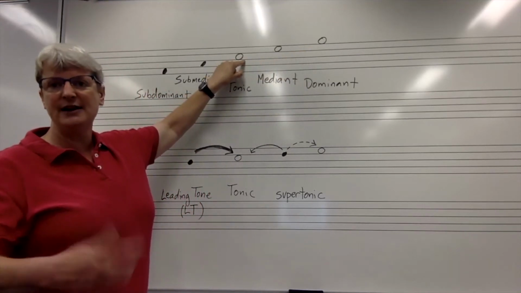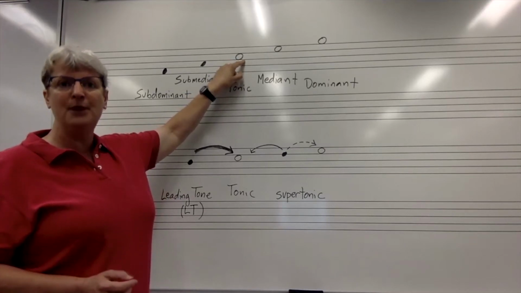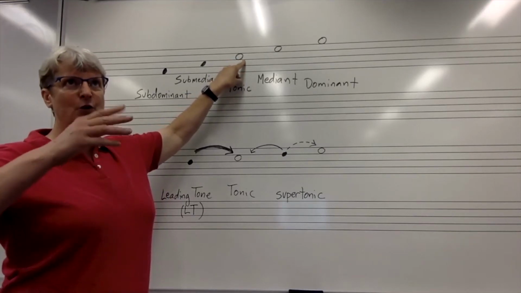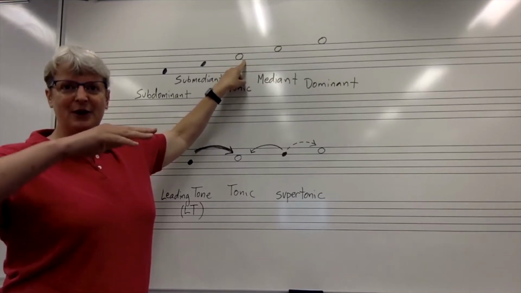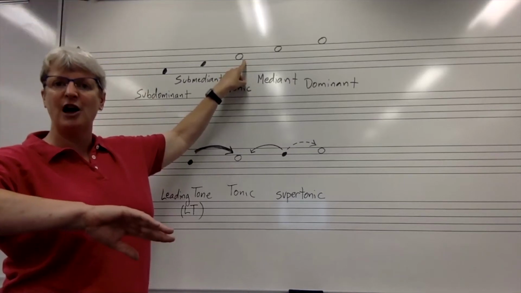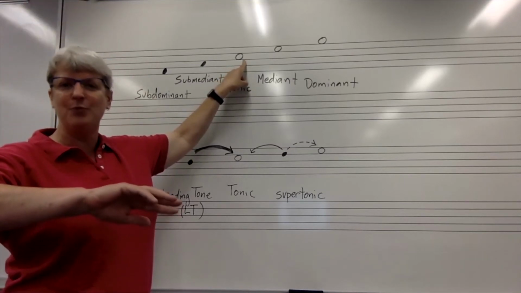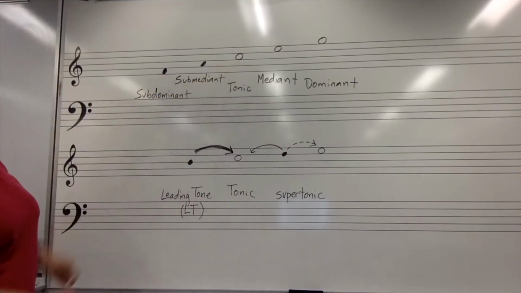Now, back in the 19th century, and I'm not going to go through the whole explanation of why, theorists believed that there was an important symmetry around the tonal center, and that there was a sort of relationship between notes above the tonic and notes below the tonic. We don't really think that that's all that important anymore. But look at what we have below the tonic.